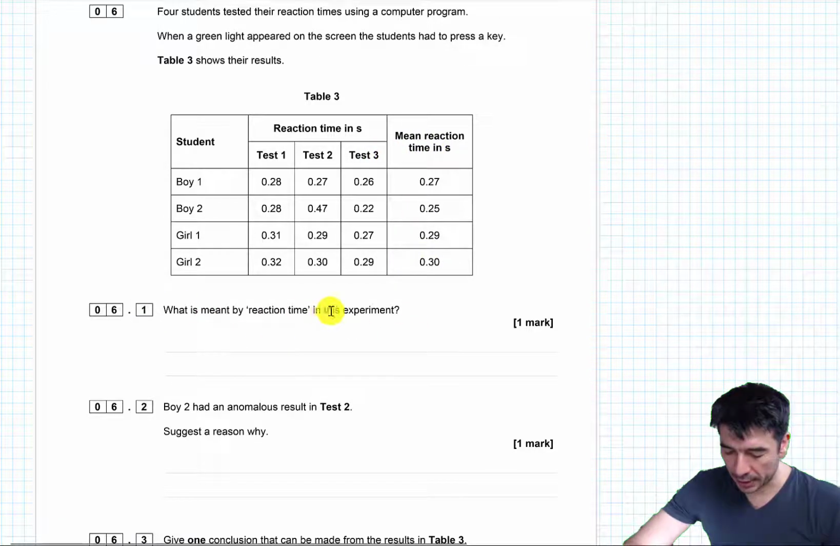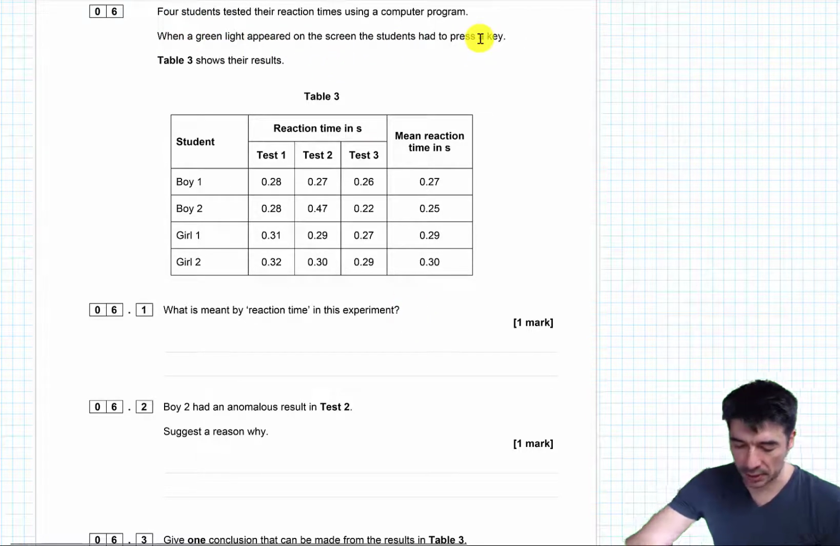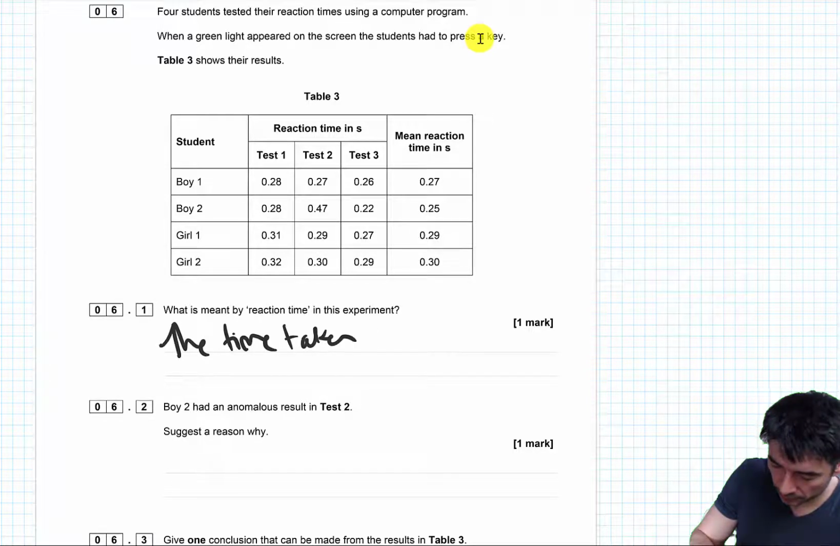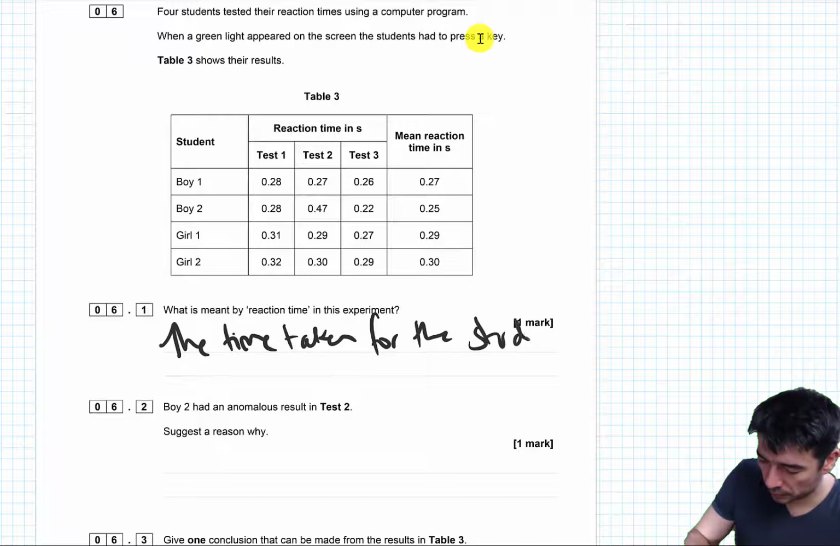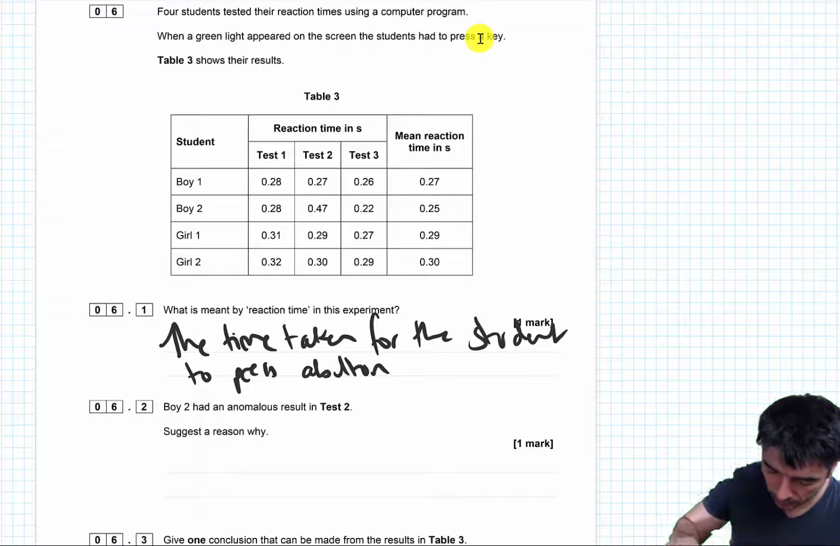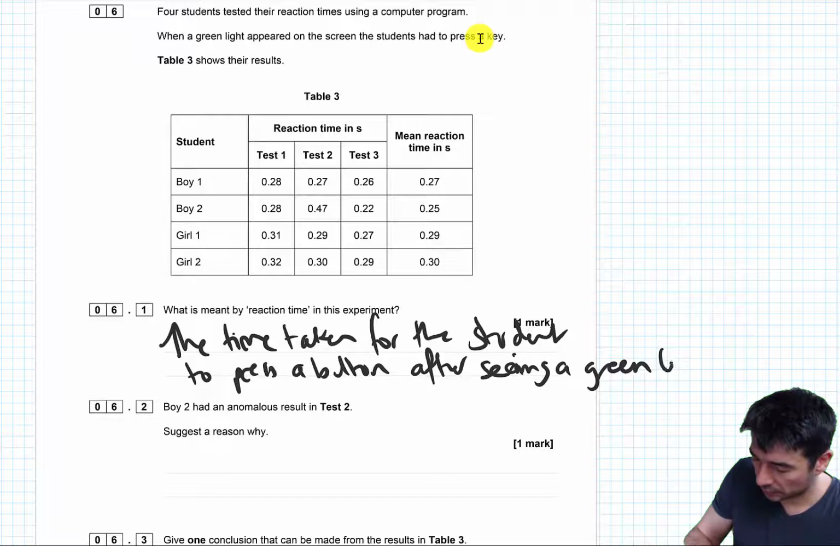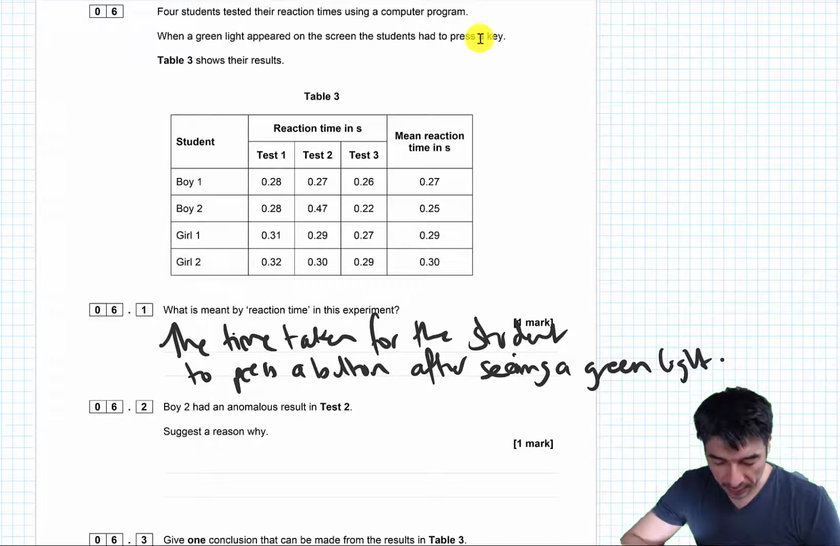What is meant by reaction time in this experiment? So we go back to the question. When a green light appeared on the screen, the student had to press a key. So it's the time taken for the student to press a button after seeing a green light. Right? How quickly did they react to that?